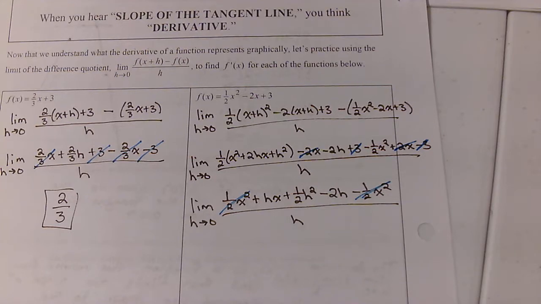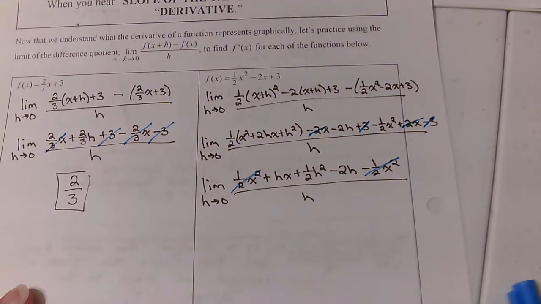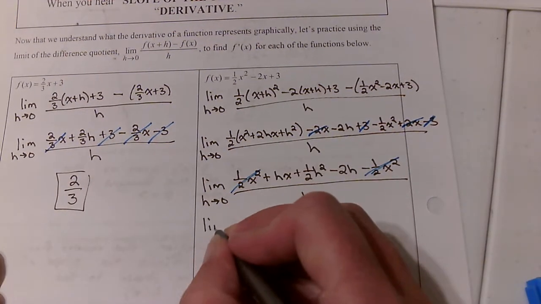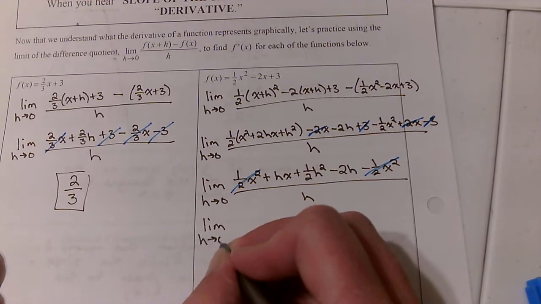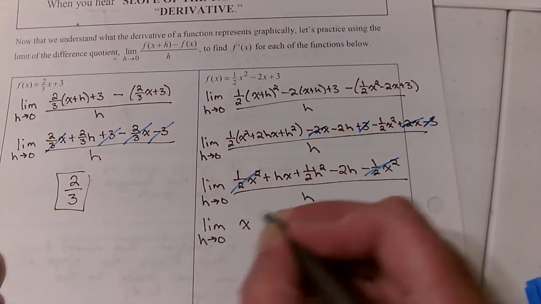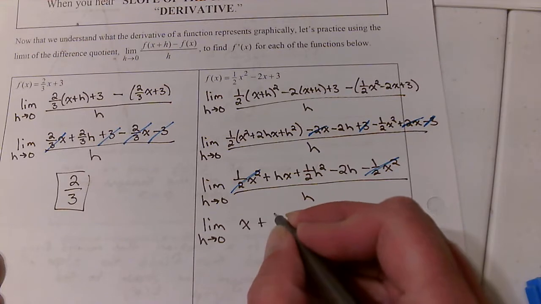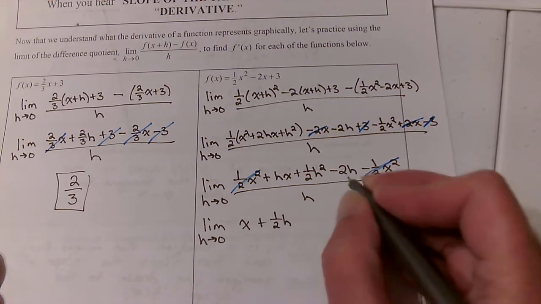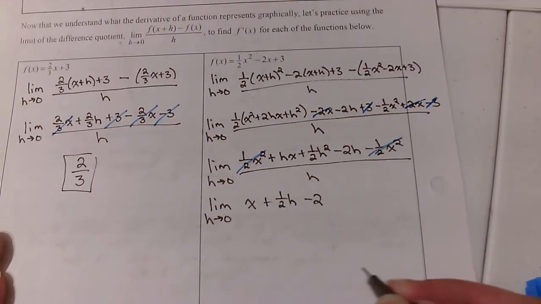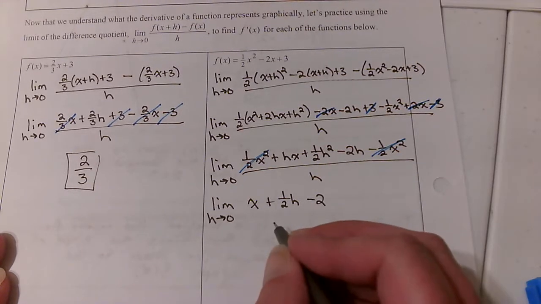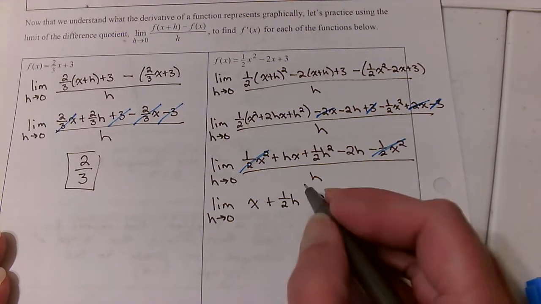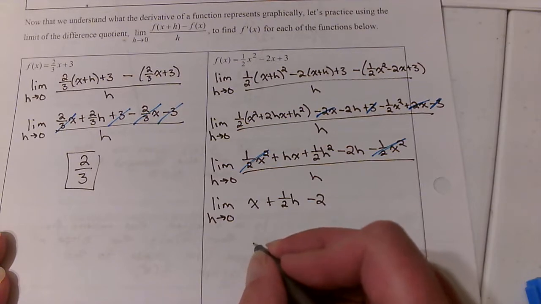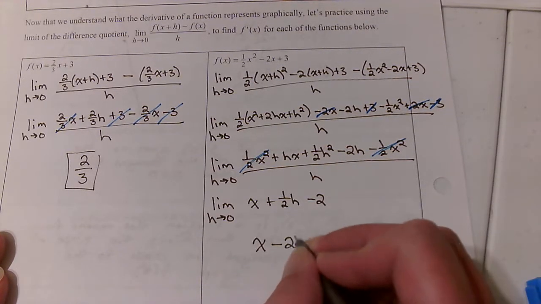Now the terms that are left all have an h in them. So I can divide by h. So that would be x plus 1/2 h minus 2. Now I'm going to let h go to 0. So that's going to get rid of that term. So I'm going to have x minus 2.